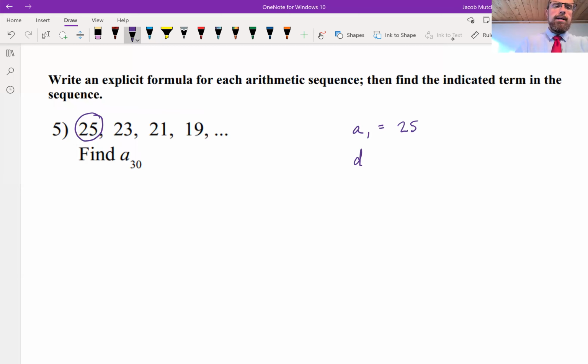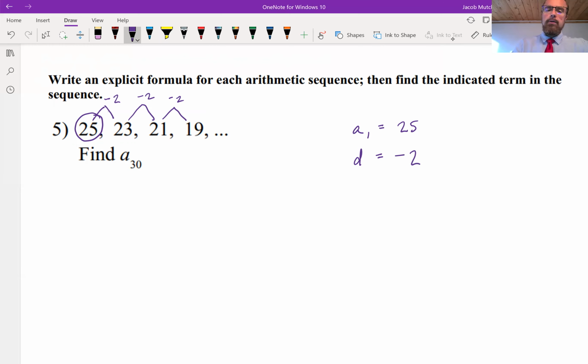So I'm going to take pairs of terms that are right next to each other, and then I'm going to subtract the second minus the first. 23 minus 25 is negative 2. 21 minus 23, also negative 2. And that's confirmed with my last pair of terms, 19 minus 21, negative 2. So the difference in this case is negative 2, which indicates to me that the sequence is decreasing.